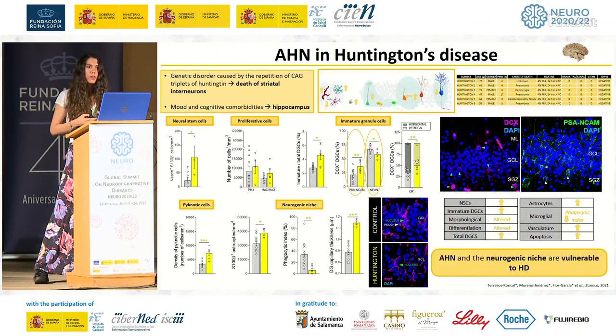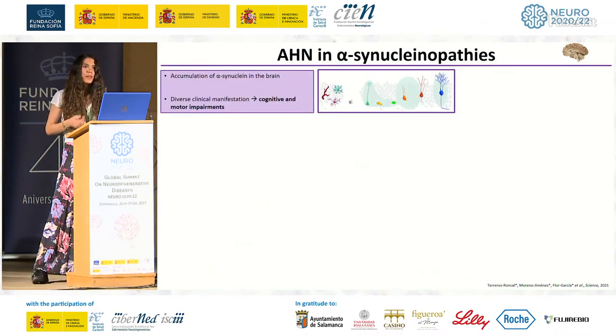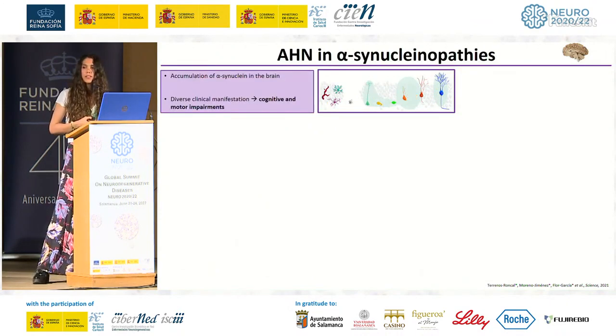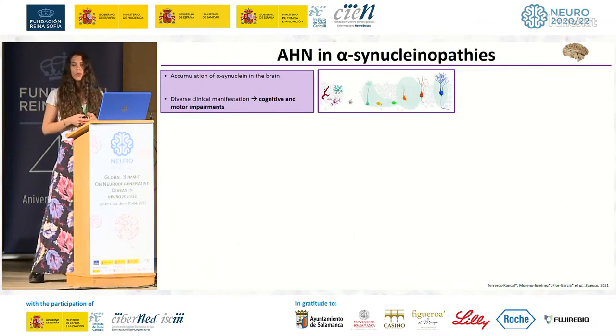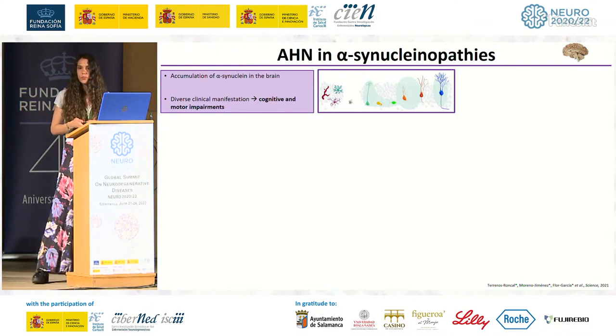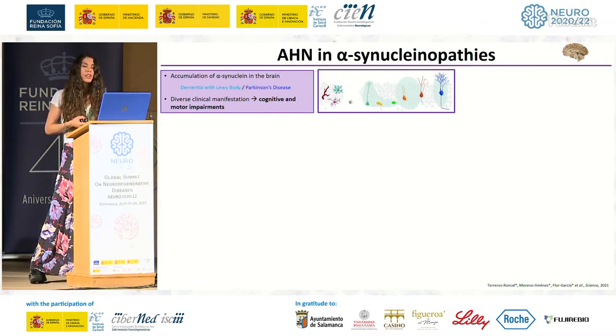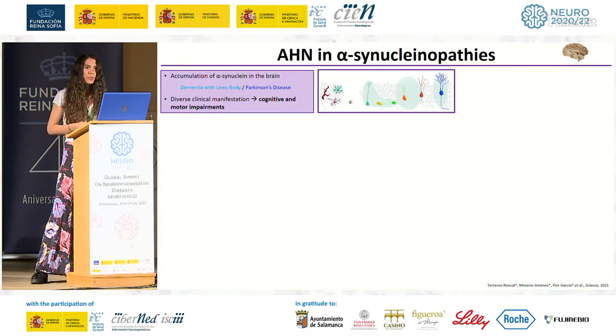So, with all these results, we can say that adult hippocampal neurogenesis and the neurogenic niche are vulnerable to Huntington's disease. The next family of disorders that we studied were alpha-synucleinopathies, which are characterized by the accumulation of alpha-synuclein aggregates in the brain. Two of the disorders were dementia with Lewy bodies and Parkinson's disease, which have diverse clinical manifestations, including cognitive and motor impairments.